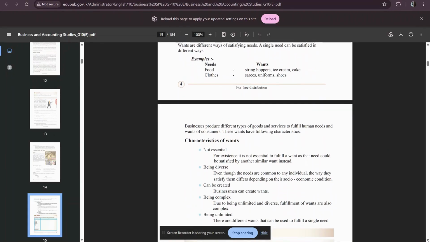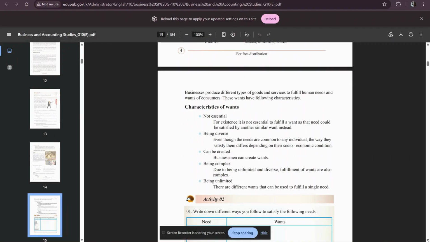These wants have the following characteristics. Wants are not essential for existence. It is not essential to fulfill the want as that need could be satisfied by another similar want instead. The want can be diverse. Even though the needs are common to any individuals, the way they are satisfying them differ depending on the scenario and economic conditions. Can be created.